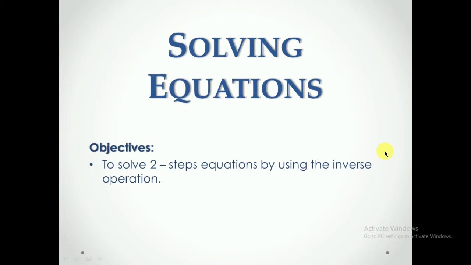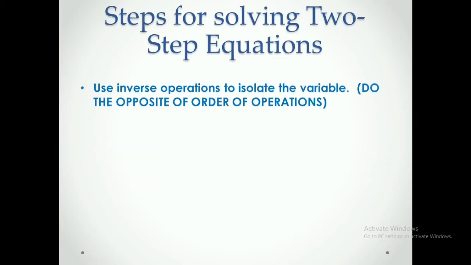So today we are going to be looking at solving two-step equations by using the inverse operation, and I'll explain what I mean by that shortly. So, how do we solve two-step equations? Well, as I said earlier, we're going to be using the inverse operation to isolate the variable. Again, when we solve equations, the aim is to find the value of the unknown, which in this case we call the variable.